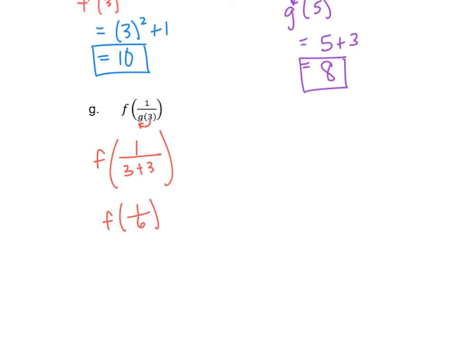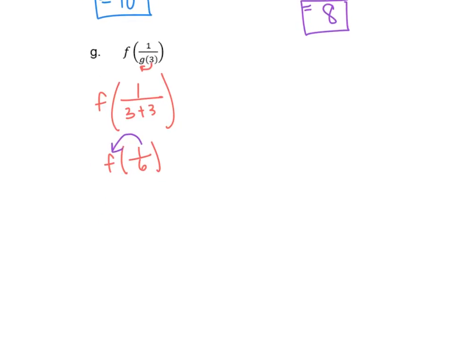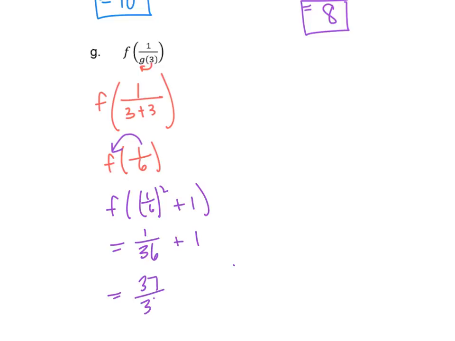Then we take 1 over 6 and we plug it into the f function. So remember, our f function is x squared plus 1, so 1 over 6 squared plus 1. Well, 1 over 6 squared is 1/6 times 1/6, which is 1 over 36, plus 1. And then 1 over 36 plus 1 is going to give you 37 over 36.